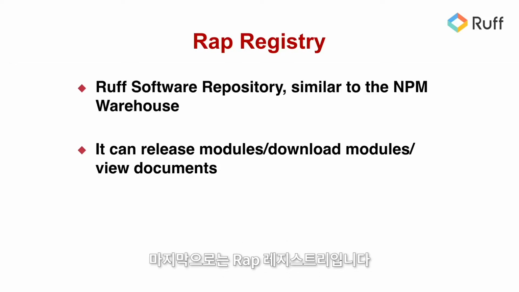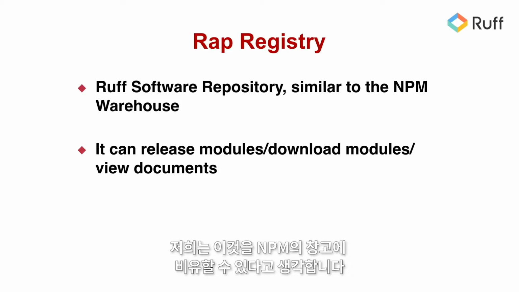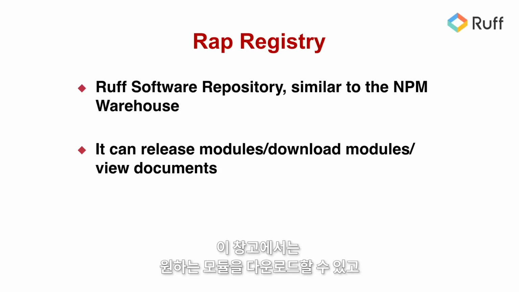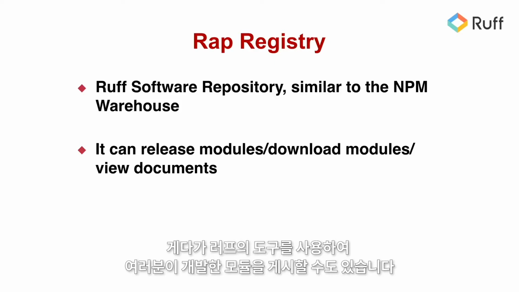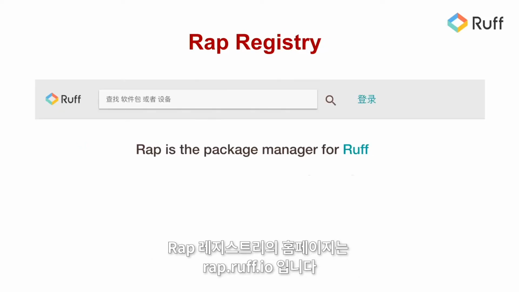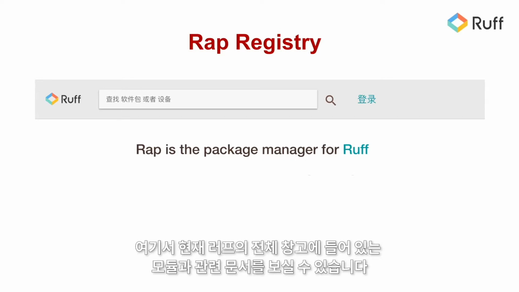The last one is Ruff Registry. It is a software repository of Ruff. If any audience has heard about NPM, we may analogize it to a warehouse of NPM. In this warehouse, you may download your desired modules, or log into the warehouse and view some of its corresponding documents. Besides, you may use the Ruff tools to publish some modules you have developed. And as to Ruff Registry, its website is ruff.ruff.io. Here you can view some modules and their corresponding documents contained in the current entire warehouse.